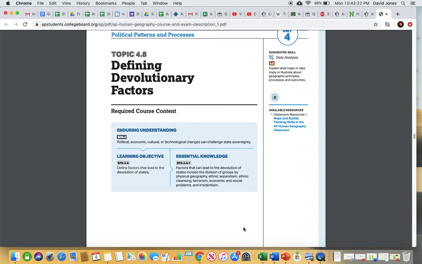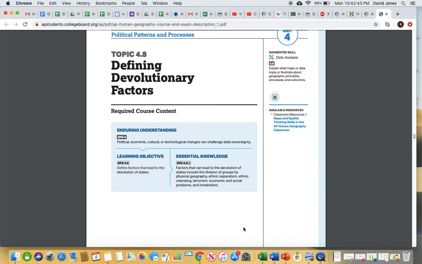Ethnic separatism obviously is another way in which a country can devolve, putting things back down to local levels, is that people could want to separate based on their ethnicity, and we're seeing this in Canada with Quebec. We saw it in South Sudan, breaking away from Sudan because of ethnicity. So those are examples of devolution there.